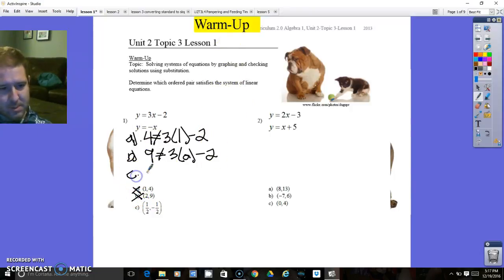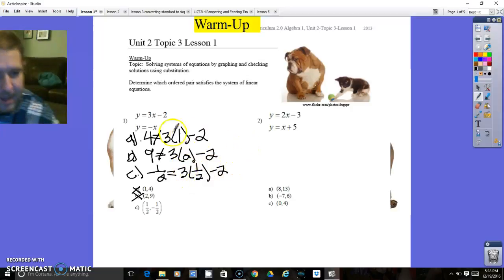So the last one I'm going to do is letter C. So y is negative 1/2 equals 3 times 1/2 minus 2. 3 times 1/2 is 3/2, minus 2 is negative 1/2. Now, I can't just circle it because it satisfies the first equation. It also has to satisfy the second equation. So negative 1/2 does equal the opposite of 1/2. So that one does work.